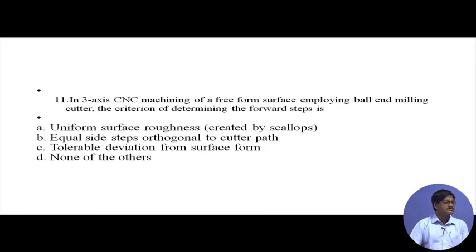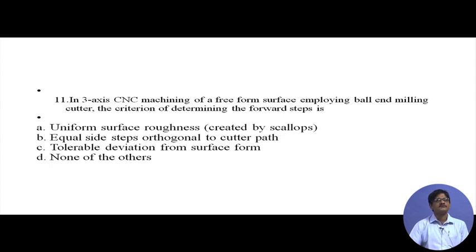In a 3-axis machining of a free form surface employing ball end milling cutter, the criterion of determining the forward step is, so we have not up till now mentioned whether it is isoscallop, isoplanar, isoparametric. So, it is the general case. So, the criterion is uniform surface roughness created by scallops, equal side steps orthogonal to cutter path, tolerable deviation from surface form, none of the others.